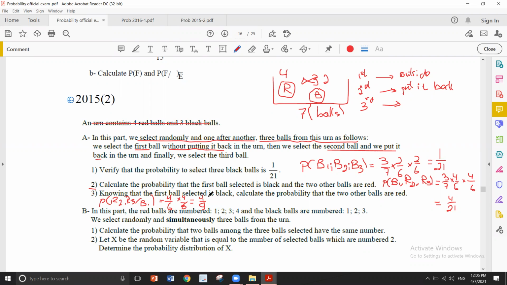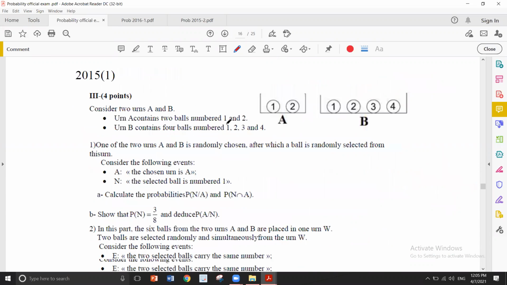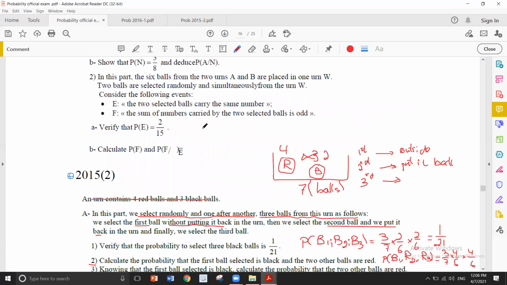Okay, this is all for today. For tomorrow, please prepare 2015, the first chance, and continue part B.